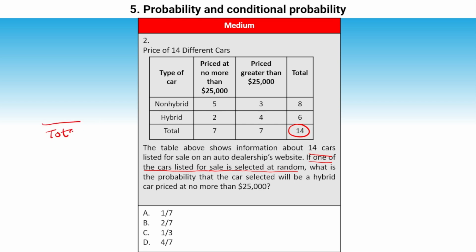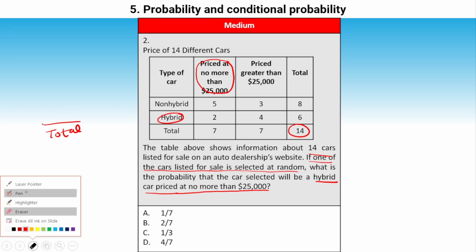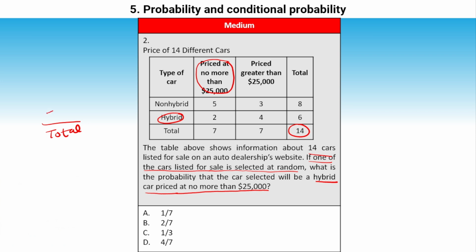What is the probability that the car selected will be a hybrid car, priced at no more than 25,000? So priced at no more than 25,000, it will be hybrid, and the intersection is basically 2. That's your target. That is 2 out of 14, that is 1/7 is your answer. Okay, so let's see the next one.